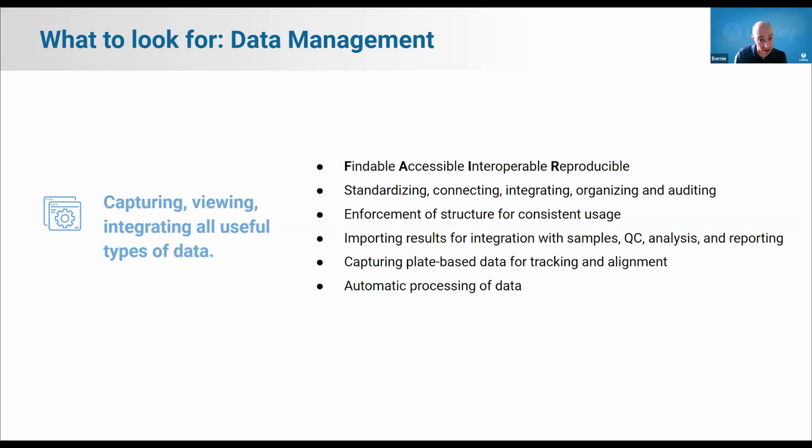When you are consistent, however, the system can do a lot of work for you, like automatically integrating results with sample information, presenting QC views, presenting analyses, generating routine reports. It can replace a lot of the spreadsheet macros as well as manual work that you do by, say, capturing that plate-based data for tracking and alignment with other information. Really speeds things up and allows for some automated processing.